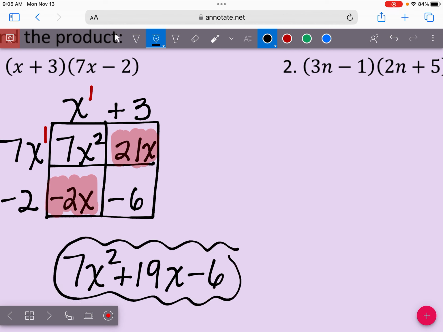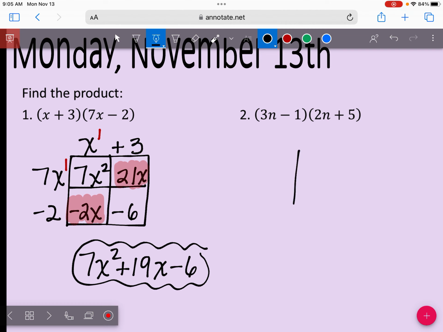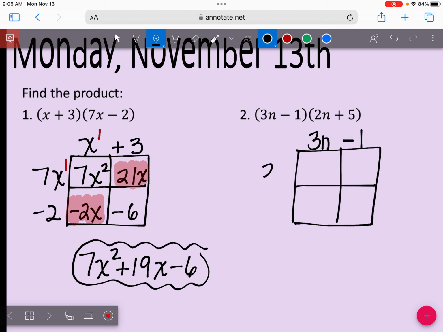All right, who had that answer? Okay, go ahead and make your second box. Make your box. Take 3n minus 1 times 2n plus 5. Go ahead and fill in all 4 squares.